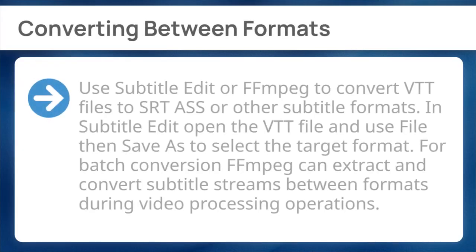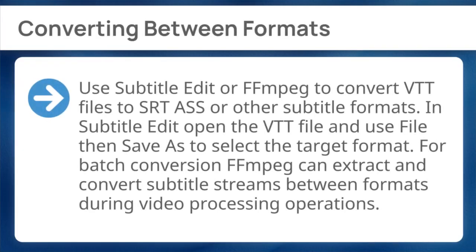Finally, converting between formats. Use Subtitle Edit or FFmpeg to convert VTT files to SRT or other subtitle formats. In Subtitle Edit, open the VTT file and use File, then Save As to select the target format. For batch conversion, FFmpeg can extract and convert subtitle streams between formats during video processing operations.